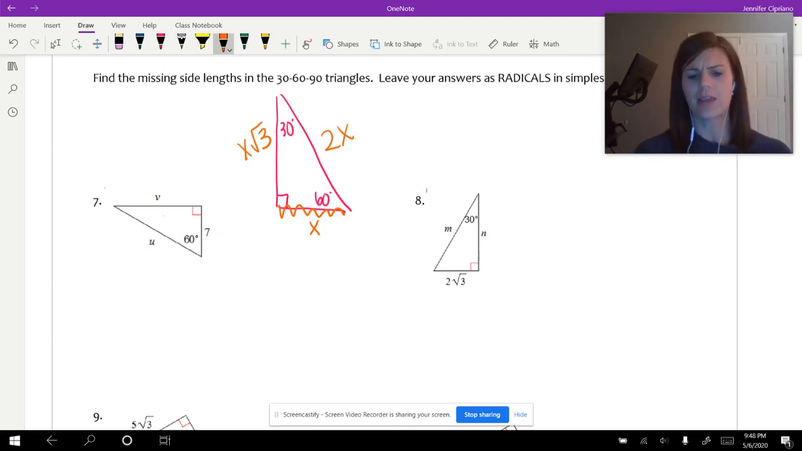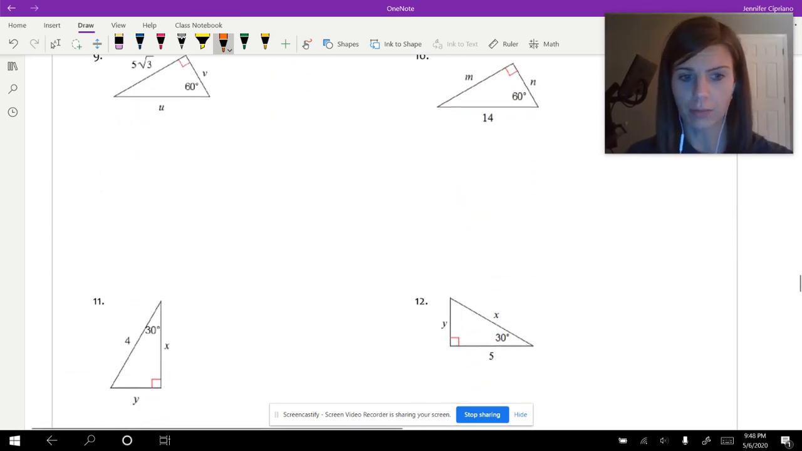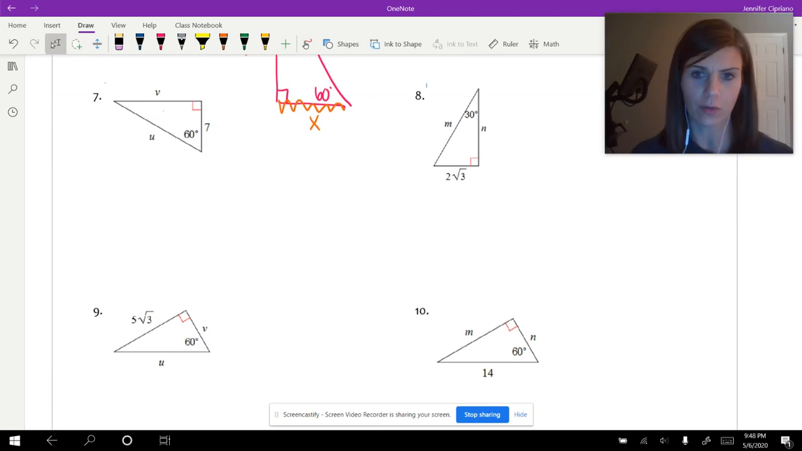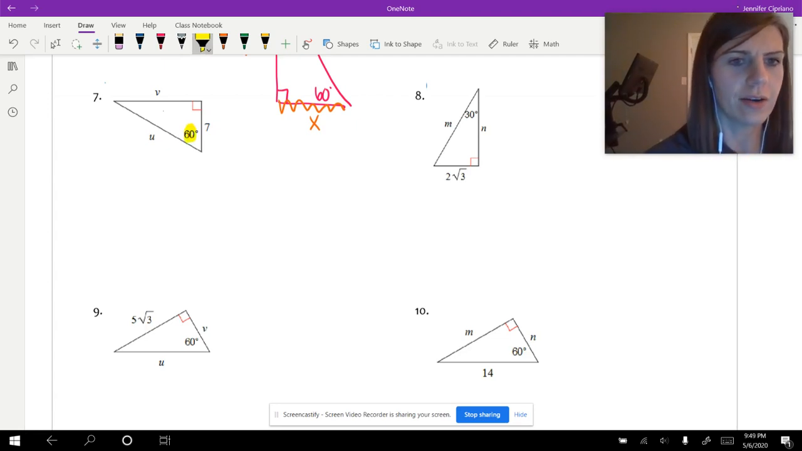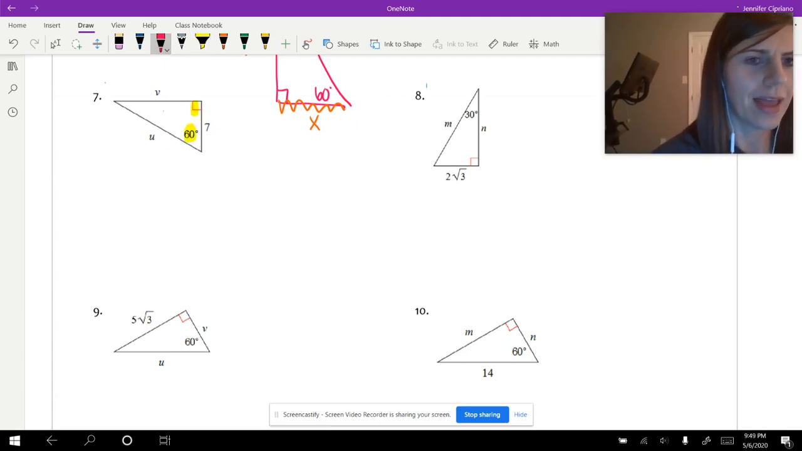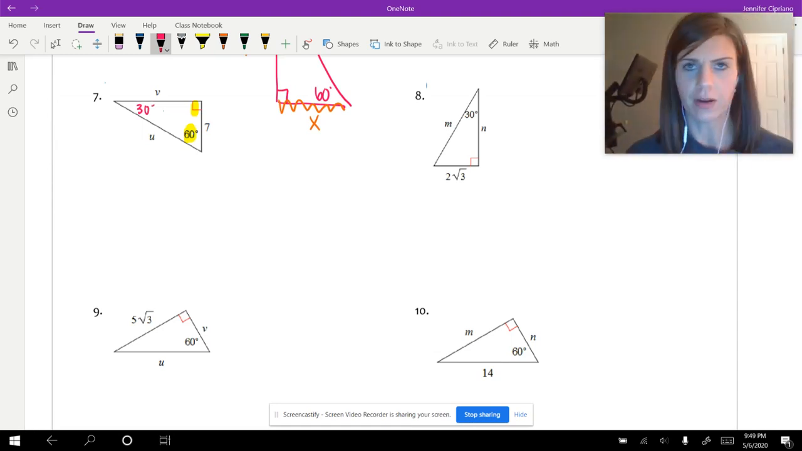So how do you know that something is a 30, 60, 90 triangle, and how do you know that these relationships are going to apply? So if you look at these problems, you'll notice that in all of them, you don't actually have all 3 angles labeled, but if I have a 60-degree angle labeled, like in number 7, if this is a right triangle, if I have 60 degrees here, 90 degrees here, then that means this angle has to be 30 degrees. So it has to be a 30, 60, 90 triangle.